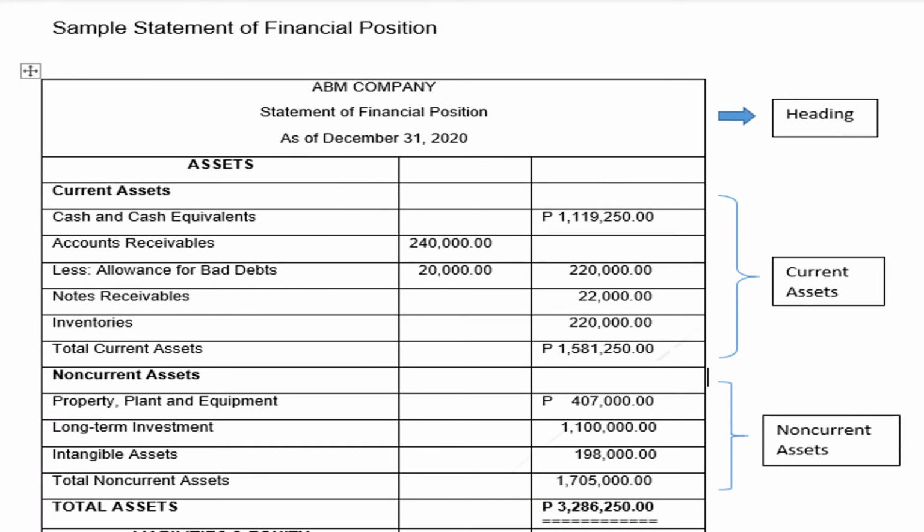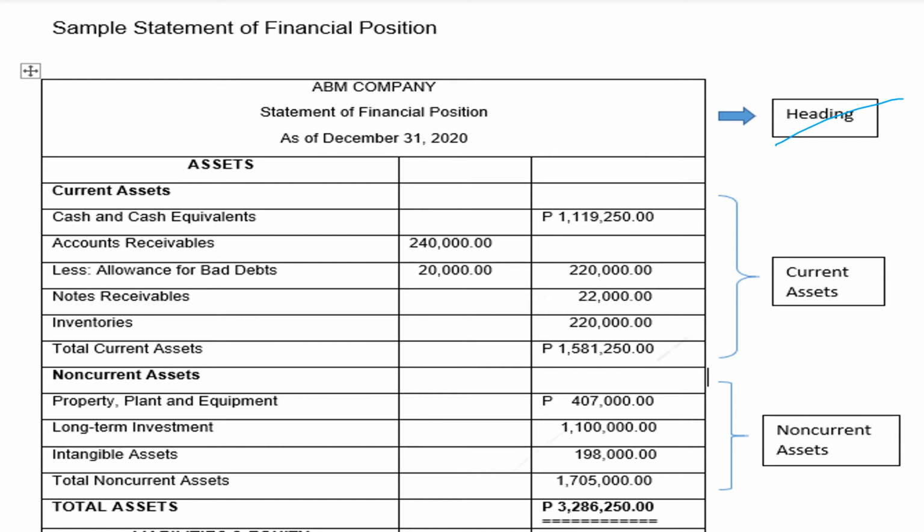I have here a sample statement of financial position. As we can see, it is owned by ABM Company. Statement of financial position as of December 31, 2020. So what do we call this one? This is the heading. And then how about this one?